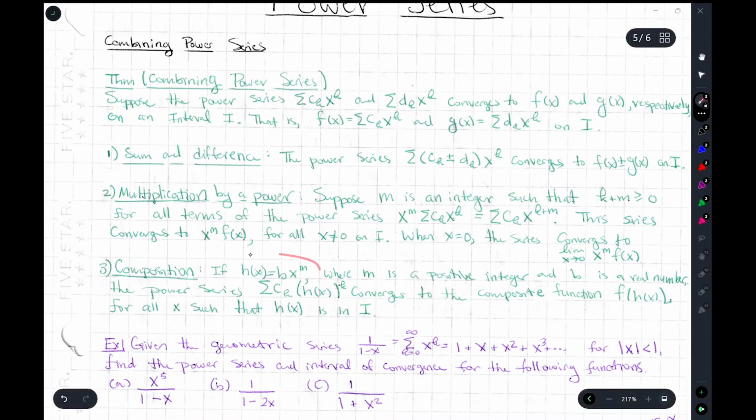And finally, we have composition. Suppose we have this basic function, h(x) is equal to b x^m, where m is a positive integer and b is a real number. The power series, where instead of x we put h(x), converges to the composite function f(h(x)), okay, for all x such that h(x) is in I. So again, f(x) is equal to this Σ c_k x^k, and here we're showing that, well, instead of x, we could put h(x), and we will get f(h(x)). And this might seem obvious, but it's far from obvious, because we are dealing with an infinite number of terms.